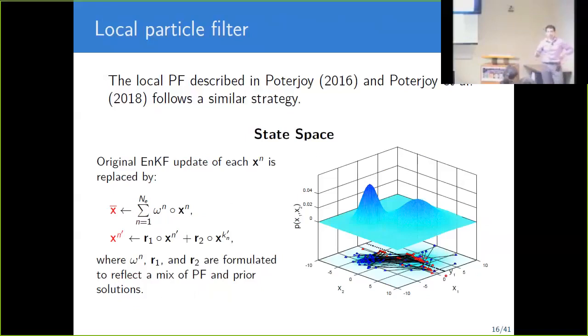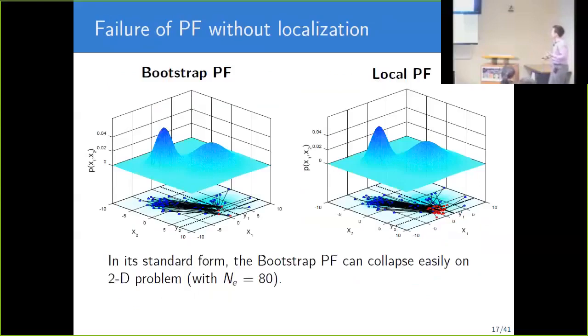What that means is you can apply things such as localization or inflation like you do for ensemble Kalman filters. It performs a step that looks a lot like what ensemble Kalman filters do, but while preserving some nonlinear updates, instead of relying completely on linear regression.